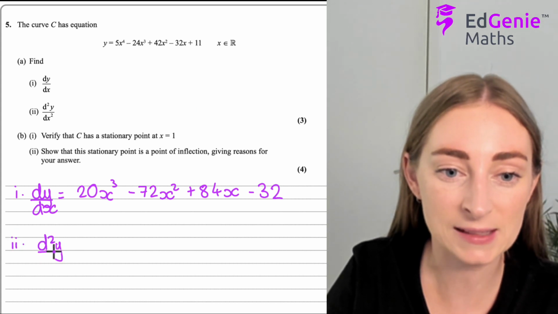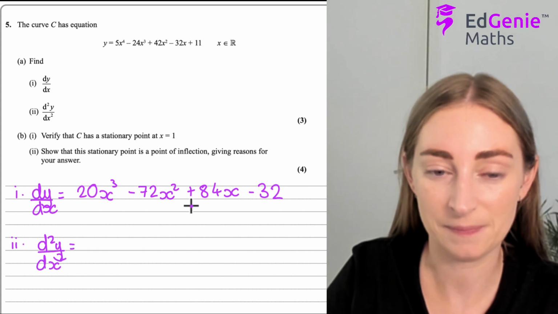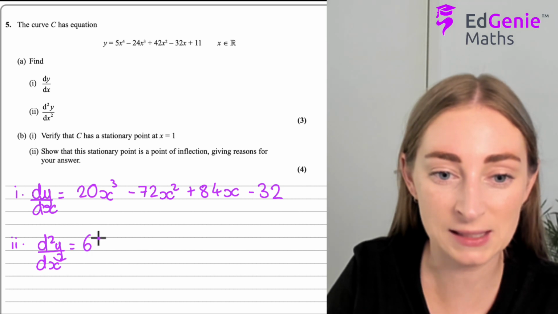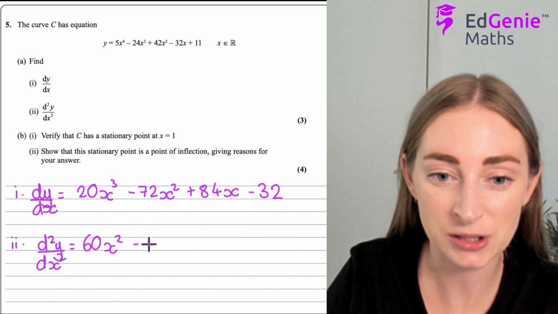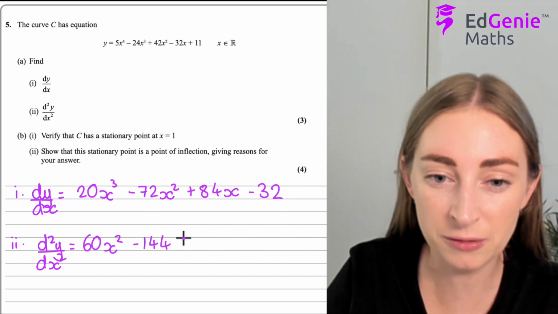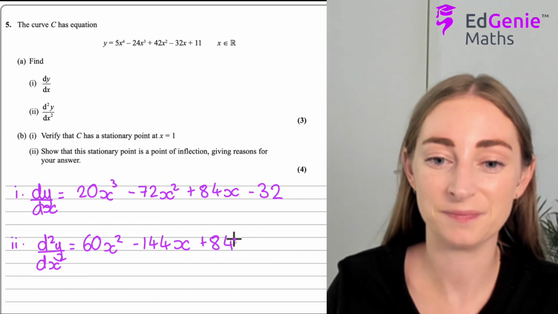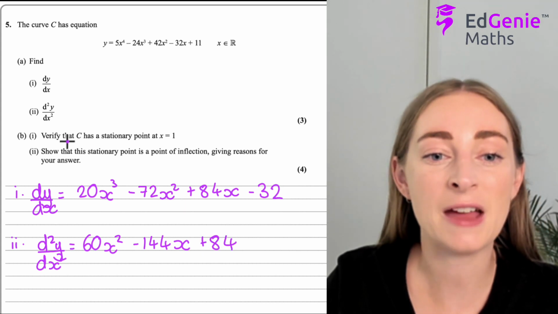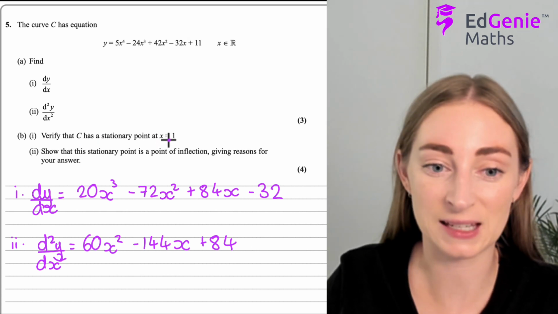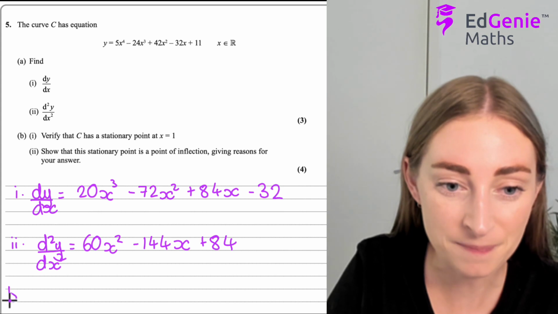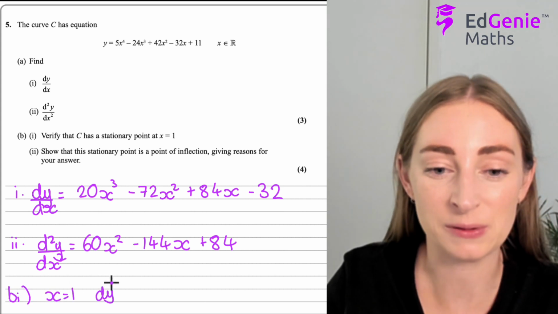Now we're finding the second derivative. So we're going to differentiate this. 20 times 3 is 60. Reduce the power by 1. 72 times 2 is 144. Reduce the power by 1, plus 84. Part B says, verify that C, so this curve, has a stationary point at x equals 1. So for that to happen, it means that when x equals 1, dy by dx will equal 0.